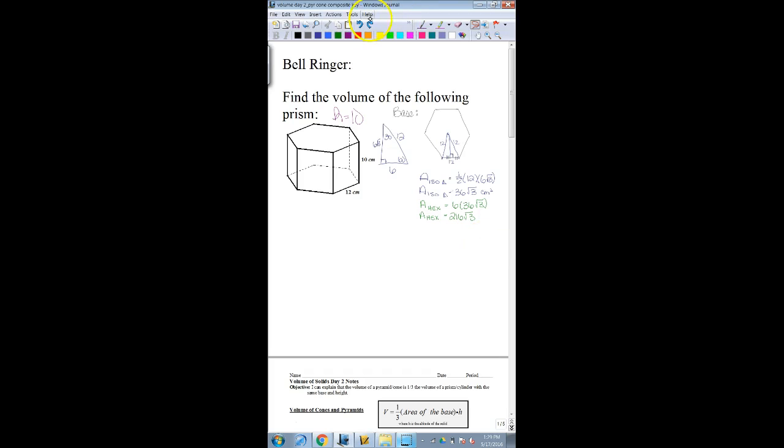Now that we know the area of our base, we're going to use the volume formula, area of the base times height. So area of the base times height, 216 square root 3 times 10. We get our final answer of 2,160 square root 3 cubic centimeters.